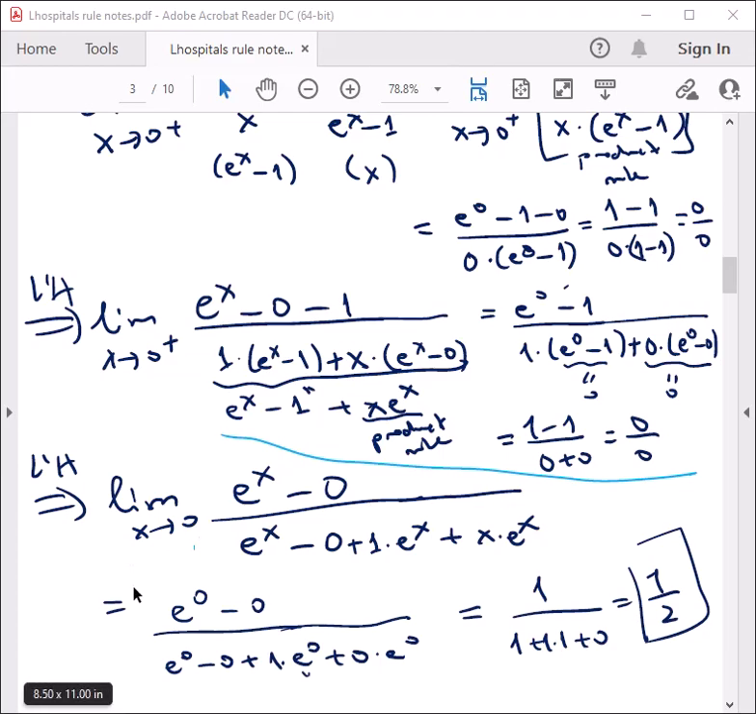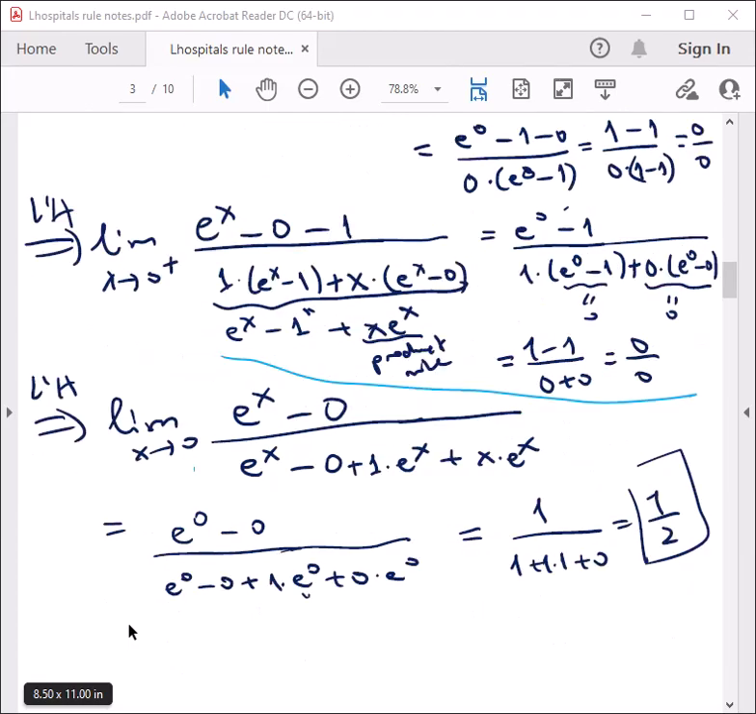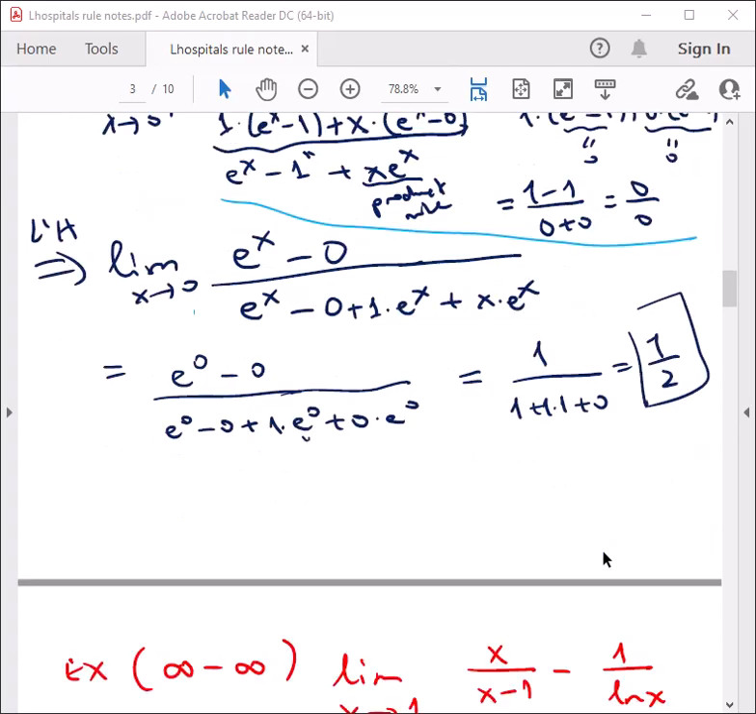So what is going to happen if we let x go to 0 from the right? We will obtain e to the 0 minus 0 divided by e to the 0 minus 0 plus 1 times e to the 0 plus 0 times e to the 0. So e to the 0 is 1. On the top we have 1. On the bottom we have 1 plus 1 times e to the 0 is another 1. So we have 1 plus 1, and 0 times e to the 0 is 0. So we have 1 over 1 plus 1 plus 0, which is 1 over 2, and that's the final result.